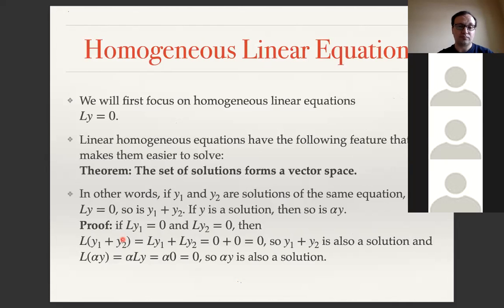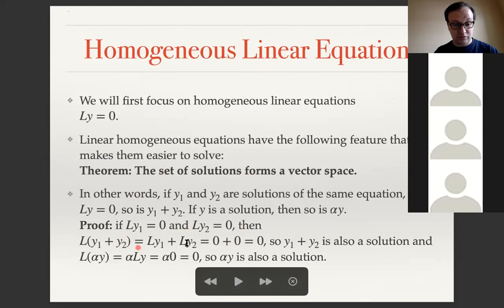So the set of solutions forms a vector space. I think I also presented it last time. If Ly1 = 0 and Ly2 = 0, then L(y1 + y2) = Ly1 + Ly2, which we know are both 0, and therefore their sum is 0. So whenever L of y1 is 0, which means y1 is a solution, and Ly2 is 0, this means that L of y1 + y2 is also 0.